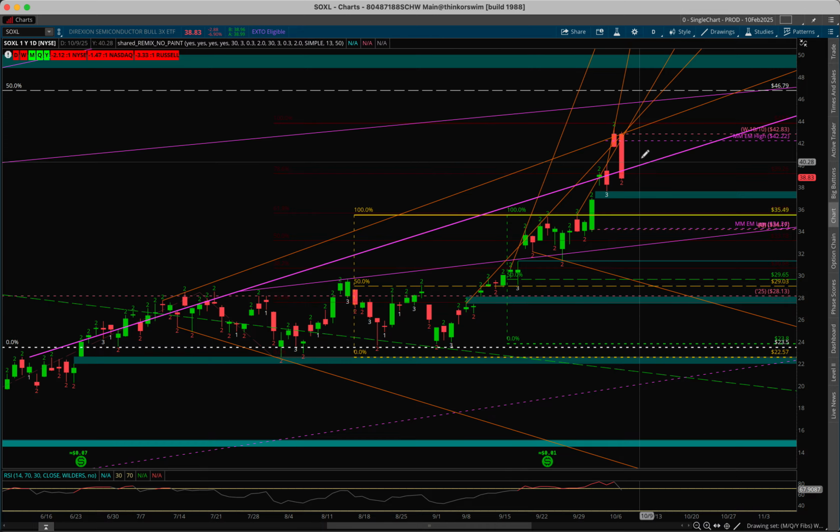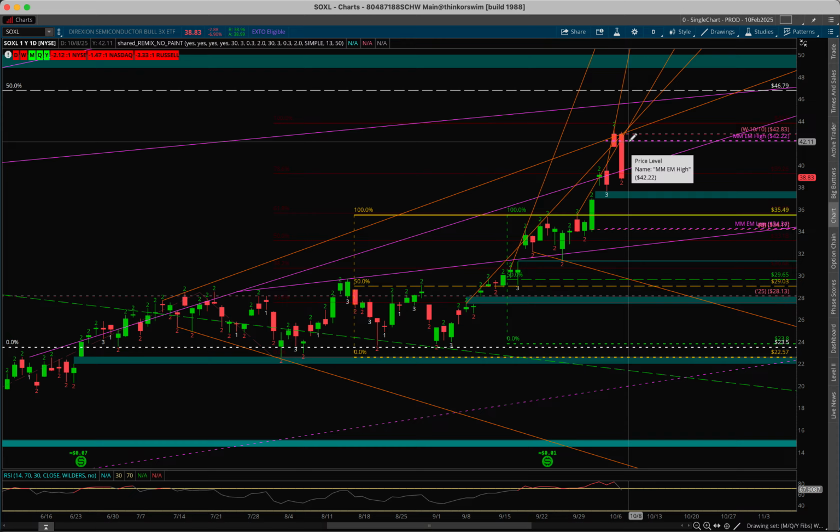So it wouldn't surprise me if we get at the very least an inside day tomorrow, but even a 2 up day tomorrow where we get price action above yesterday's high. It wouldn't surprise me with how this market is going. Would I be betting on it? Probably not, just because of the levels of resistance that we're coming into, right?